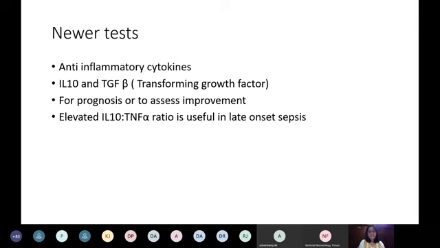So the other cytokines are anti-inflammatory cytokines, which I told you about. There are only 2 anti-inflammatory cytokines. One is IL-10 and the other one is transforming growth factor beta.